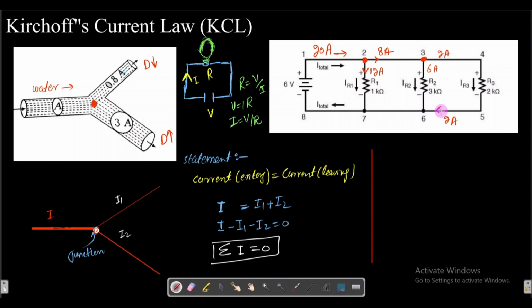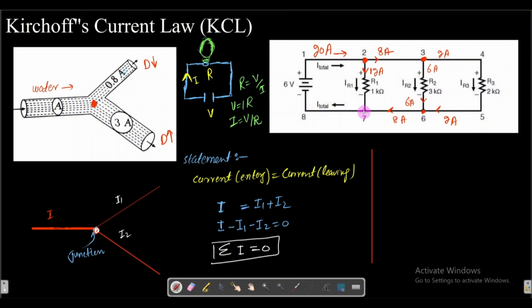Now toward this junction, from this side comes the 2 ampere current, and from this side we have the 6 ampere current. At this junction, according to Kirchhoff's current law, the current entering the junction will be equal to the current leaving the junction. So the current entering is 6 plus 2, which is 8, and this will be equal to the current leaving the junction. So here it will be 8 ampere.